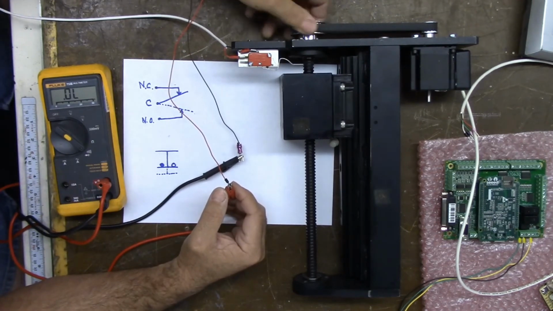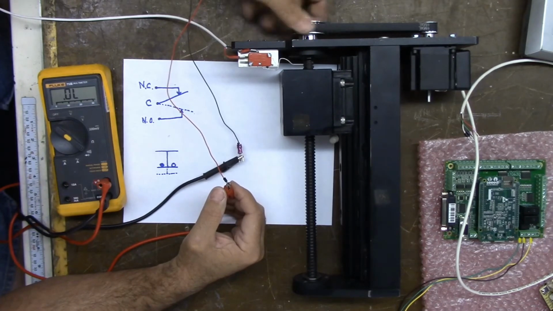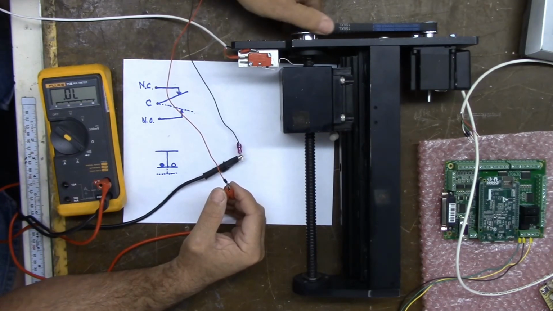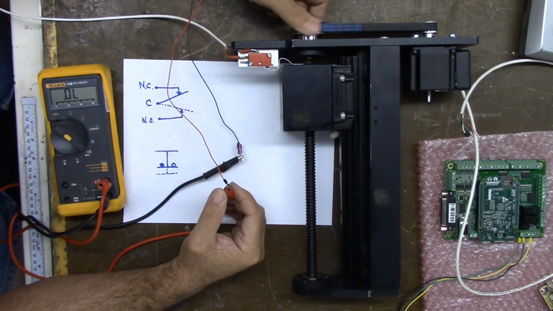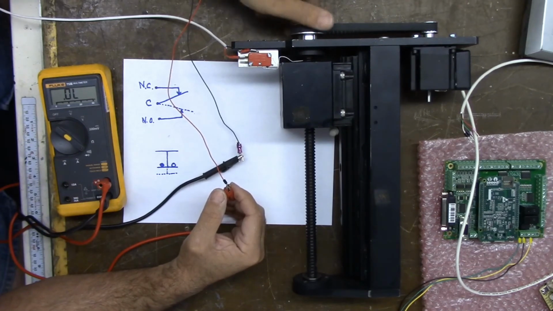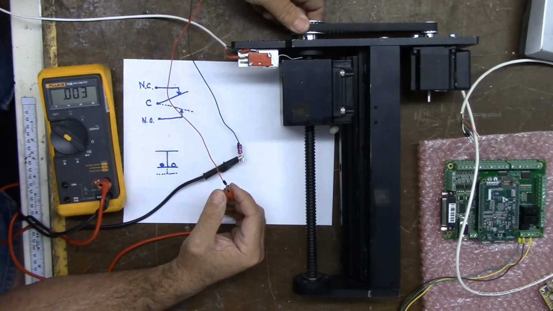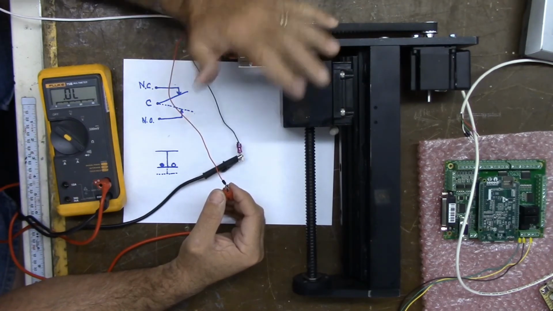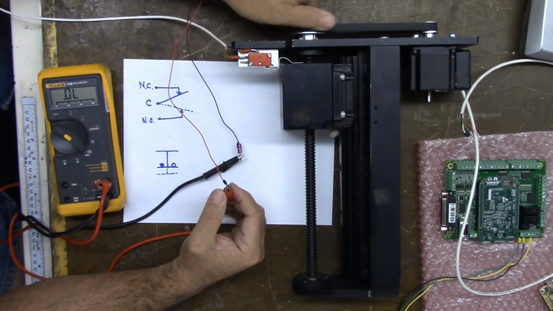So now you're going to home your machine, and it's going to wait till the switch closes. Okay, there it is. I see a closure. Now I'm going to back off until it opens, and it'll stop. Home is set. All right.